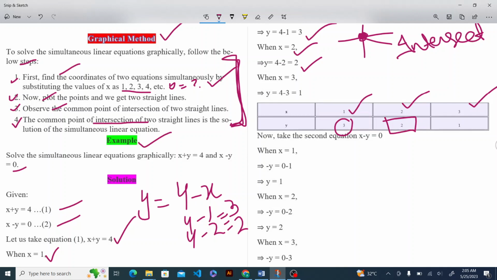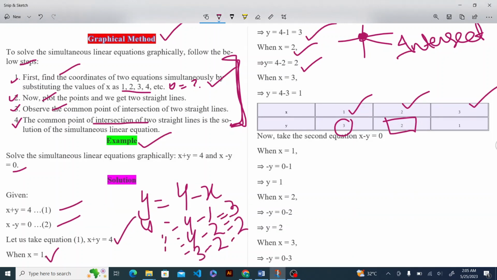And then when we are putting x is equal to 3, then 4 minus 3 will be equal to 1. So when x is equal to 3, then y will be equal to 1 here, okay. So we have got 3 values for x and 3 values for y. 1, 2, 3, x, y.